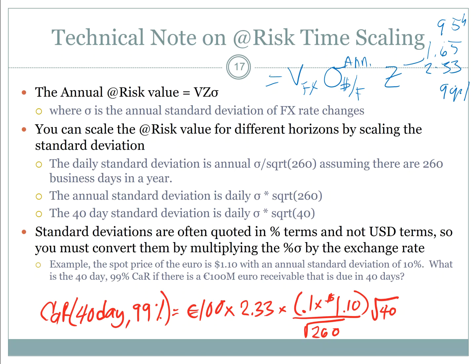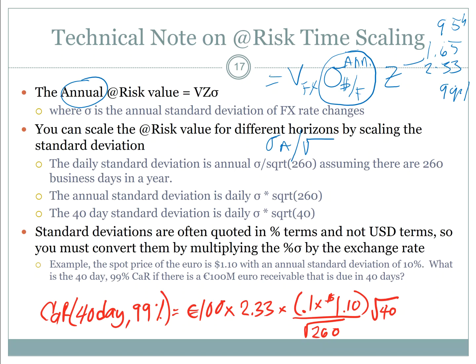Let's just talk a little bit about time scaling. This formula will always give you an annual EAR or CAR, an at-risk value. What if the accounts are actually due in 40 days? Well, I need to scale the standard deviation across time using the time scaling of volatility rule. The rule says that if I have an annual standard deviation and I want a daily standard deviation, I will divide by the square root of time.